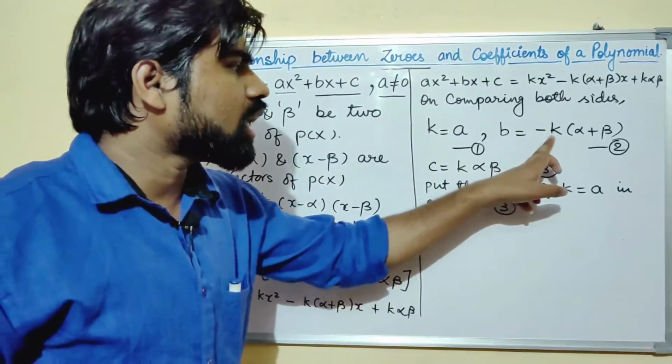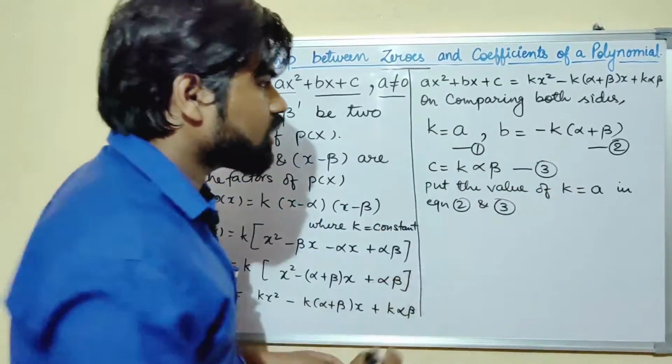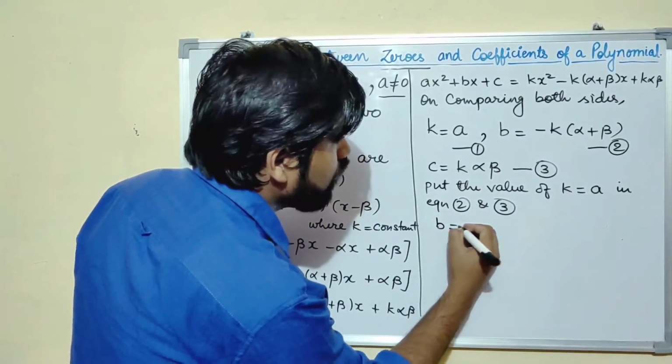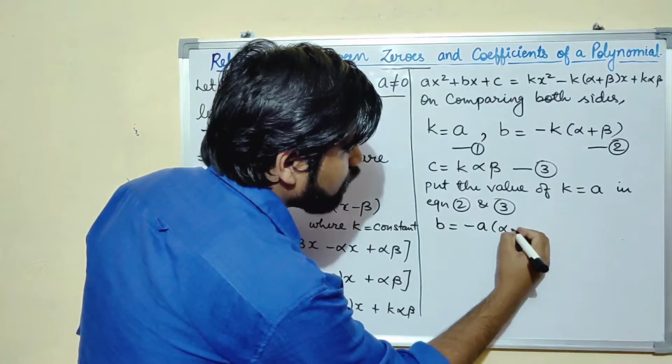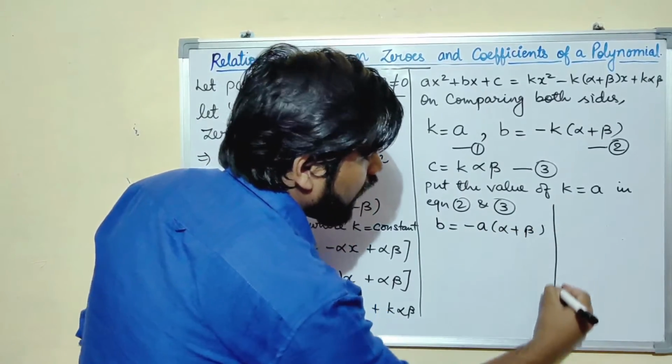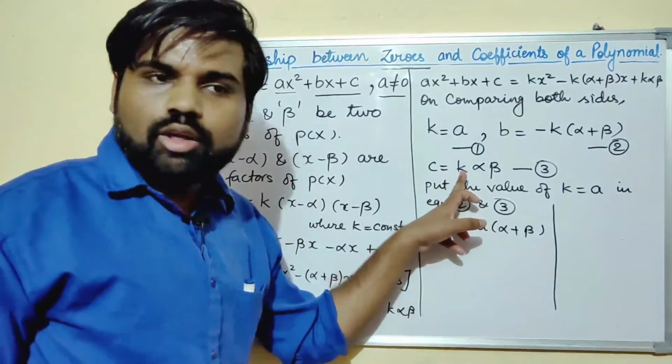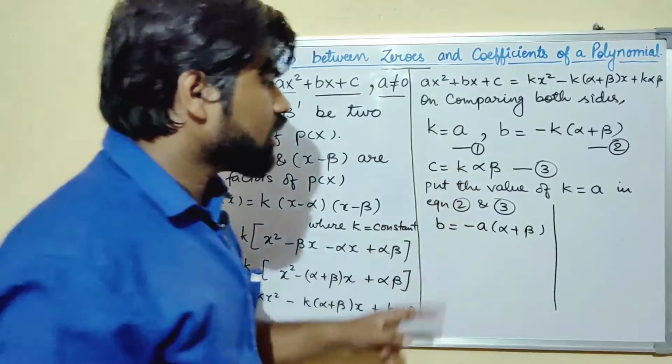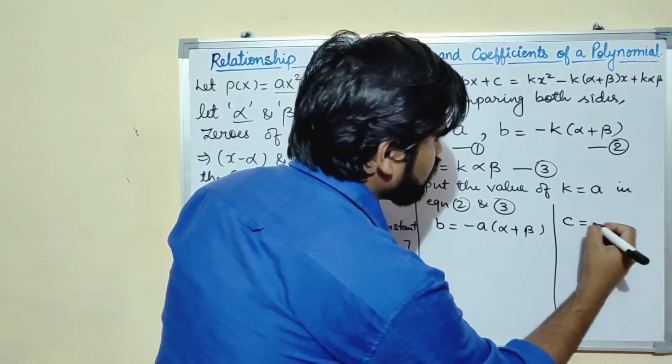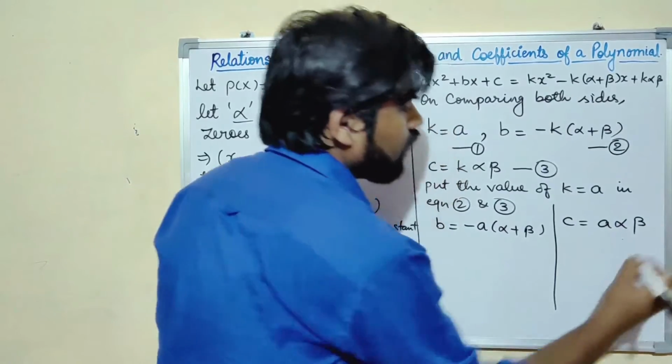When you substitute the value of k as a in the second equation, you will get b equals minus a times alpha plus beta. And when you substitute the value of k as a in the third equation, you will get c equals a times alpha beta.